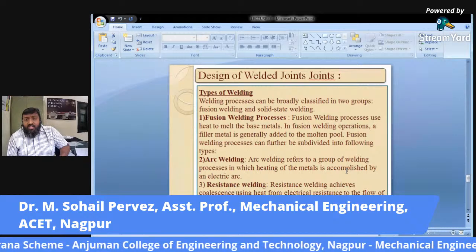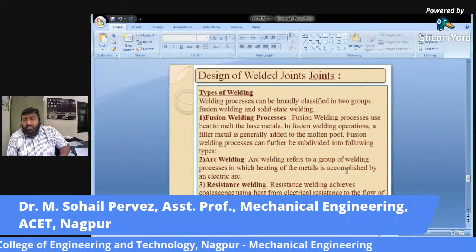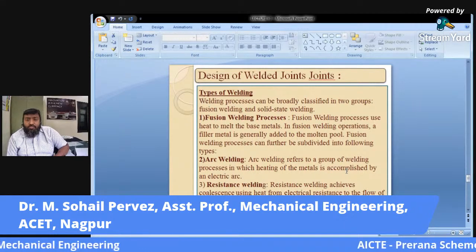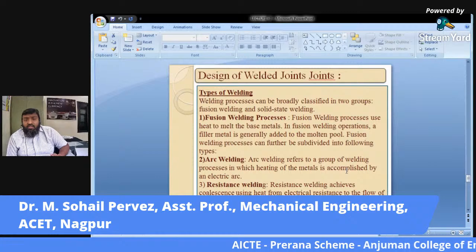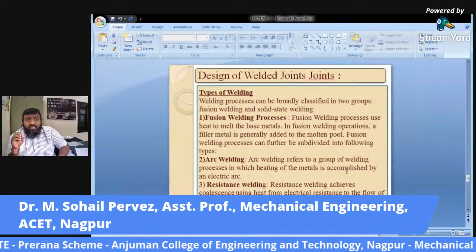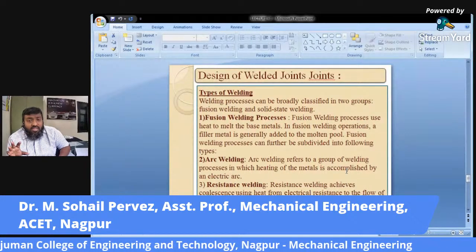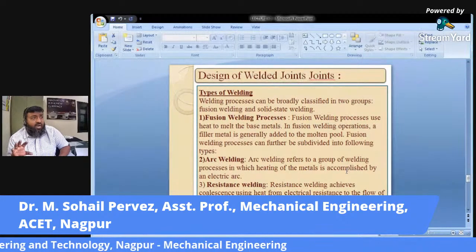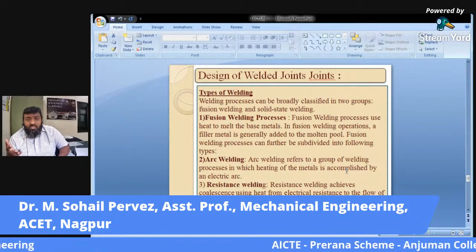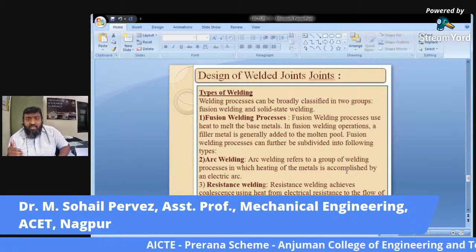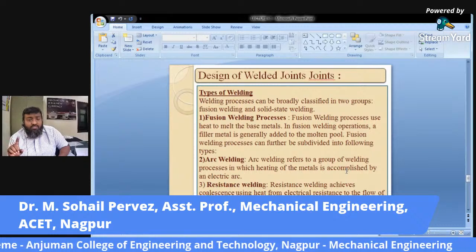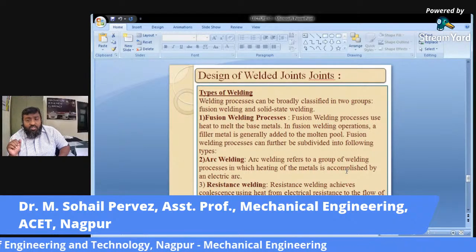Now, as far as types of welding is concerned, the welding processes can be broadly classified into two groups. Number one, that is very important, is fusion welding. You please listen to these words, because it looks like a theory part, but for 1 mark questions this is very important, because the questions will be solved in the very next lecture. So you will find these things there only. Please mind well, for 1 mark questions this theory is very important.